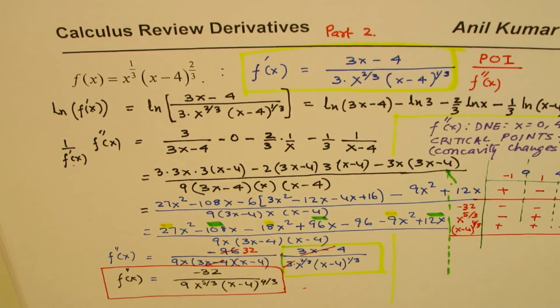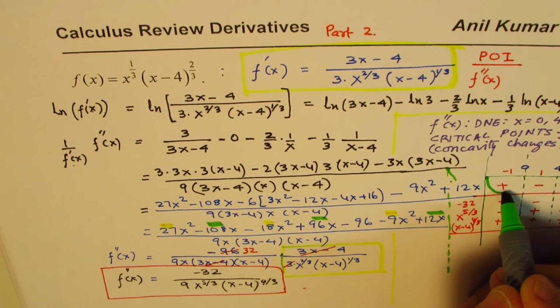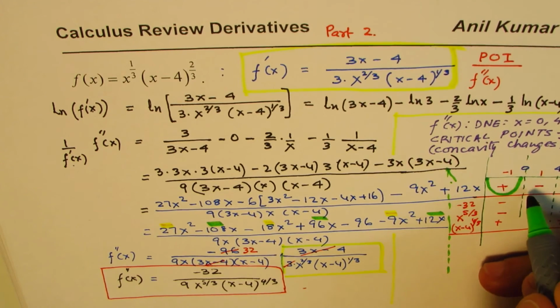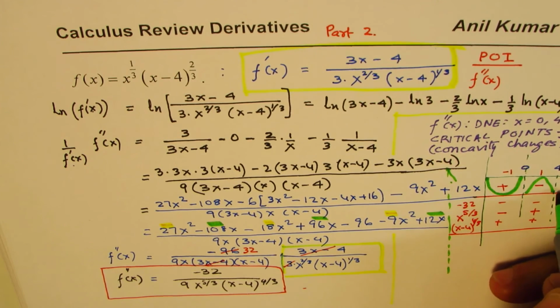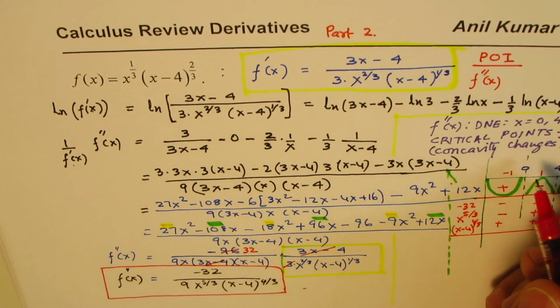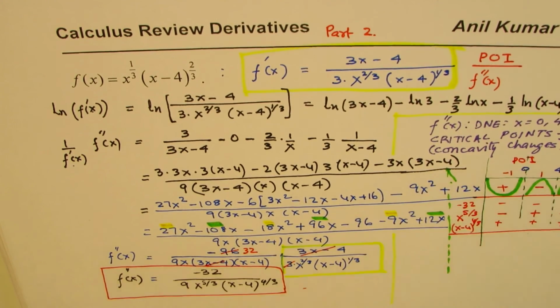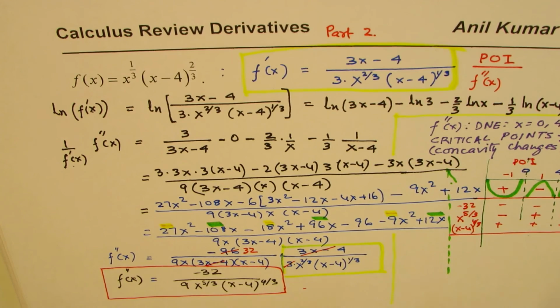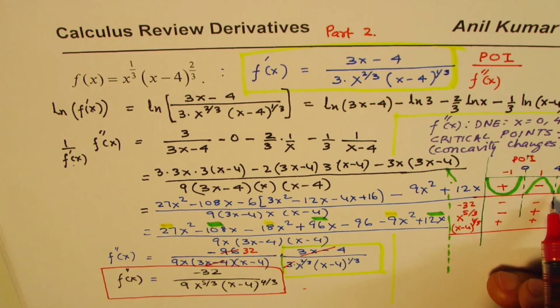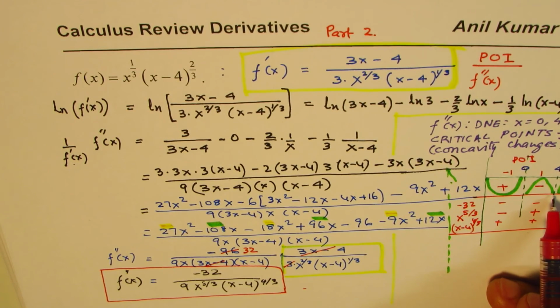So positive means concave up, correct? Positive means concave up. The graph will be concave up in this portion. And in these portions, the graph is going to be concave down. Is it okay? Concave down. Negative. Second derivative is what we are analyzing. So that means we have a point of inflection at x equals to 0. Perfect. And at other points, we do not have a point of inflection, right? So there is no point of inflection at these points.